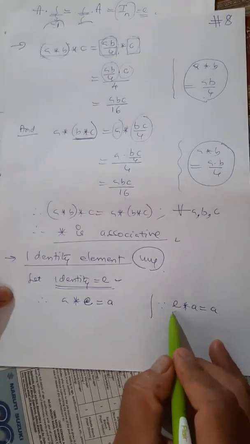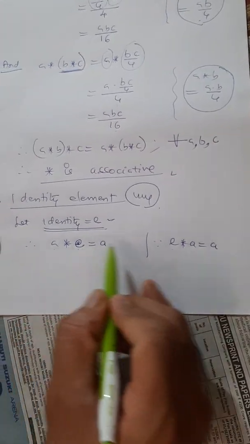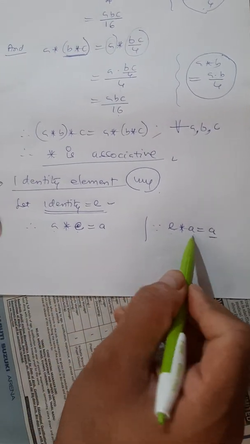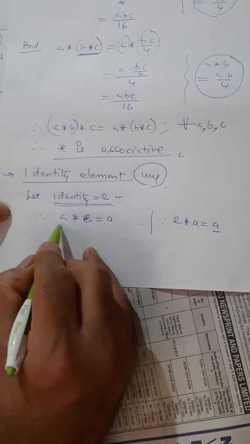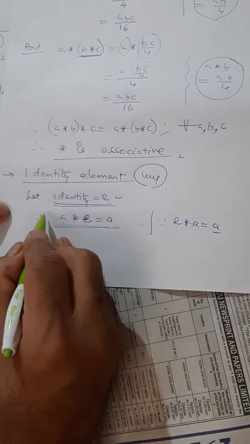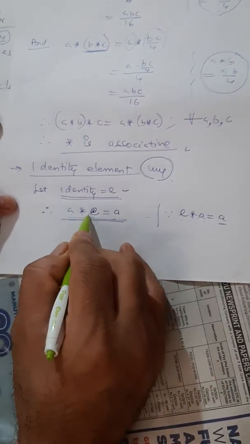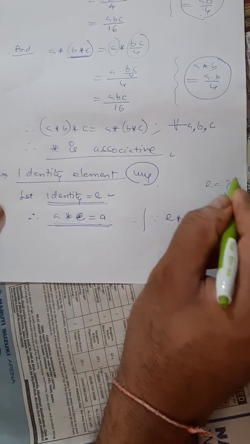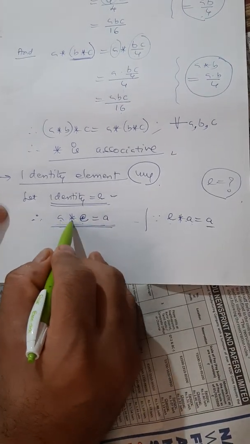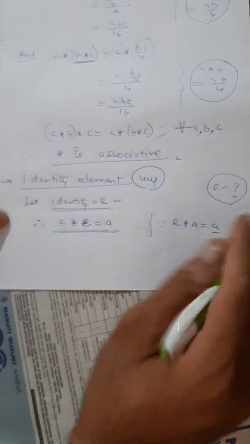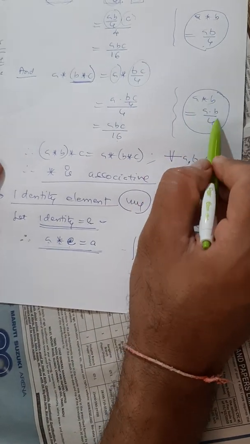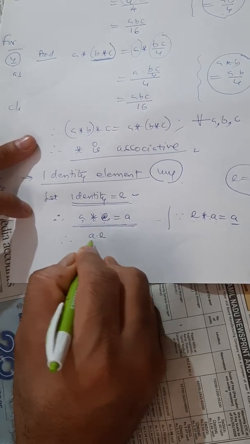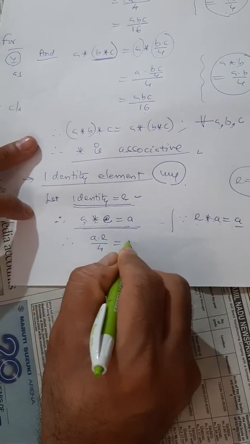You recall the definition. A asterisk E and E asterisk A both are A, but I'm using just this one only. Any one of these two can be used. This is a definition, remember. Therefore, you have this by definition. We want E. That's the question. Now apply the definition of asterisk. What's the definition of asterisk? First into second by 4. So first into second by 4 equals A.